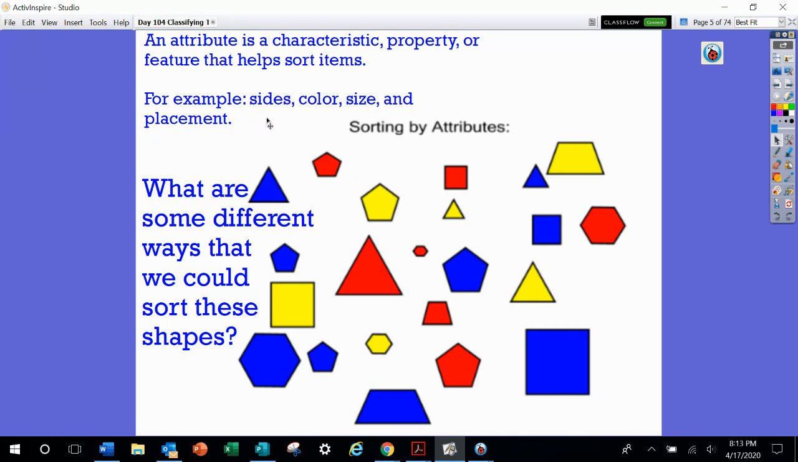If we're talking about sides, I could gather all the triangles. Well, this one has 3 sides. This one has 3 sides. So those would go in the same group. And this has 4 sides. This has 4 sides. So those would go in the same group. And here we have 1, 2, 3, 4, 5, 6 sides. So that would go in a group with this blue shape over here. Okay, so we can sort things based on its attributes, and that's what we do to classify things. We classify it based on some sort of attribute or characteristic that it has.